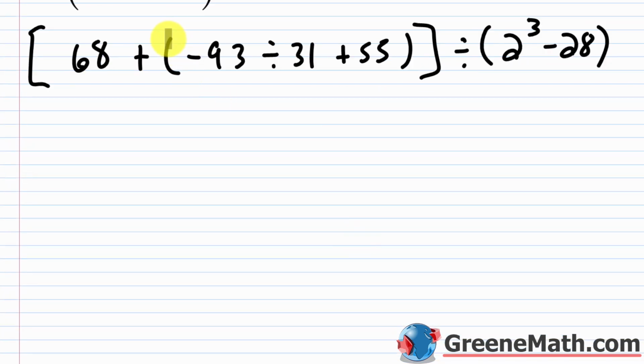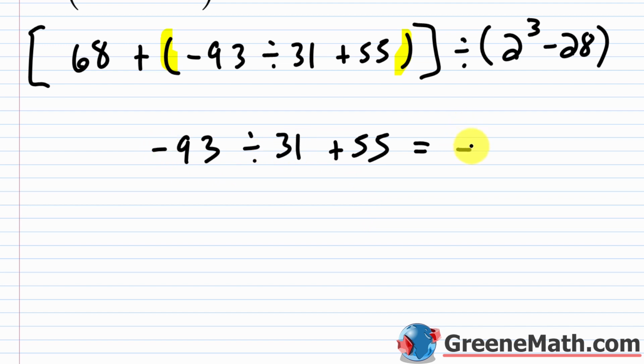All right, now the next thing is we're still working inside of the brackets. So now let's go into these parentheses here. And so basically you have negative 93 divided by 31 and then plus 55. So we would obviously divide before we add. Division has a higher priority level. Negative divided by positive is negative.